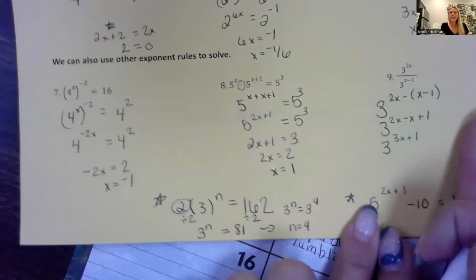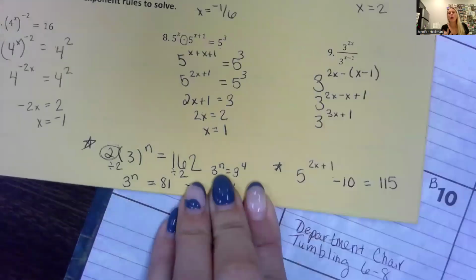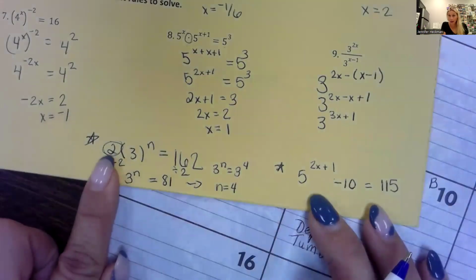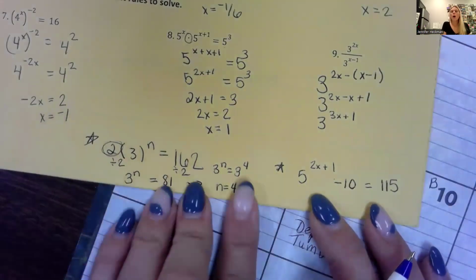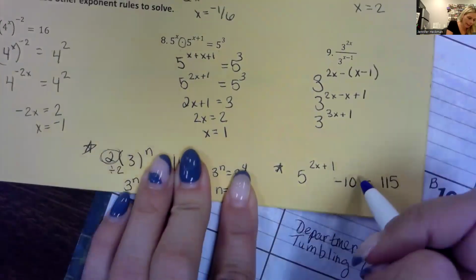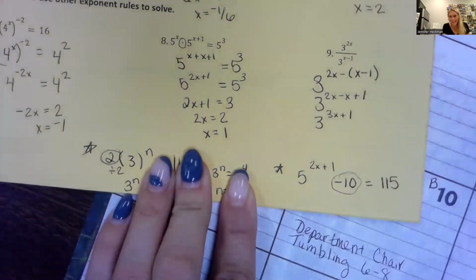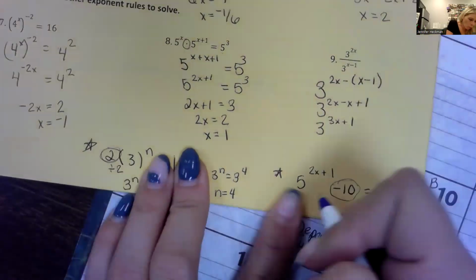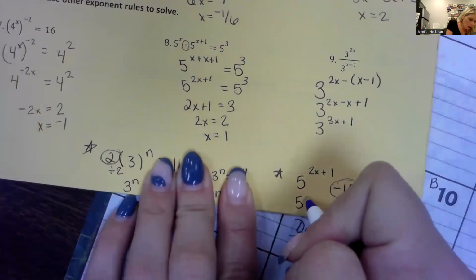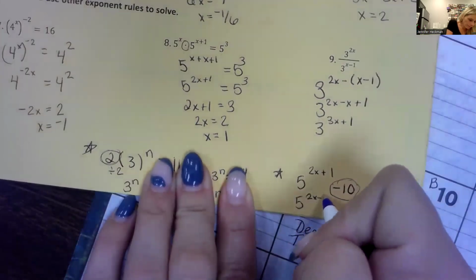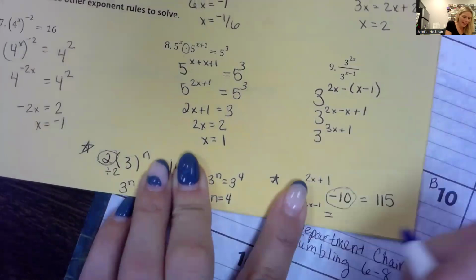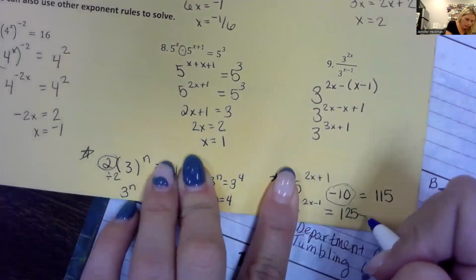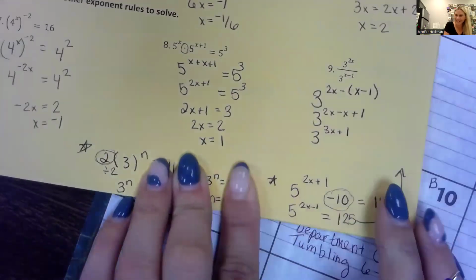Now, same idea with this one, except what is our extra piece of information? Our extra piece of information right here is this minus 10. So we need to get rid of that. Well, how do you get rid of subtraction? We add. So this is going to be 5 to the 2x minus 1 equals, and if I add 10 here, I get 125. Okay, I'm actually going to move this over here, so we have some room.